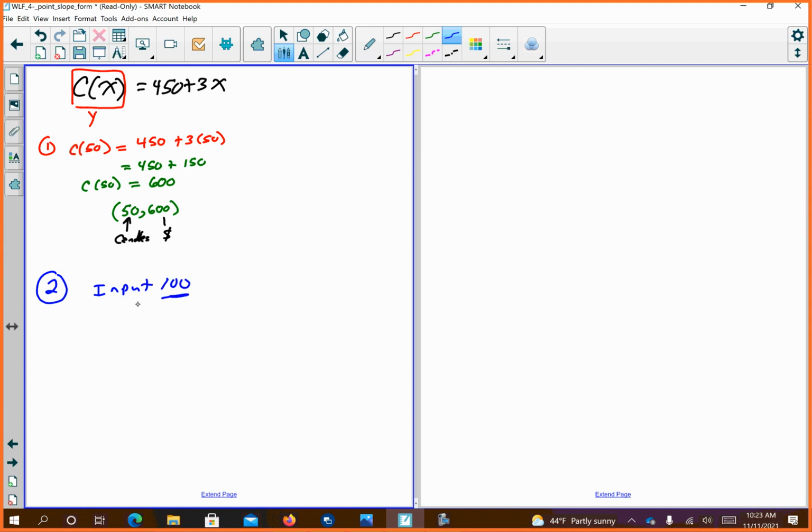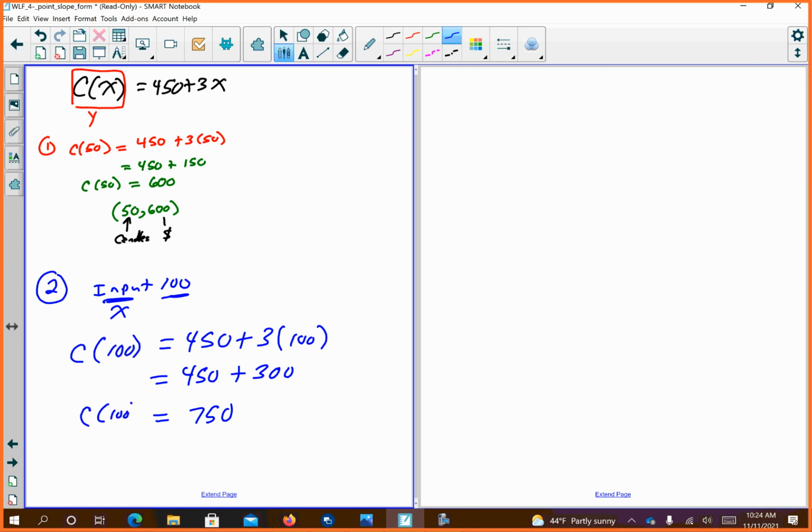Well, the word input means it's the x value. It means you're basically doing the same exact thing. You're doing C at 100, which is 450 plus 3 times 100. So that gives me 450 plus 300, and so that gives me 750. And again, remember, I said when you have it in this notation, this results in a point. So the above problem was if I make 50 candles, it's $600. This is if I make 100 candles, it's $750. So 100 candles is $750 to make.